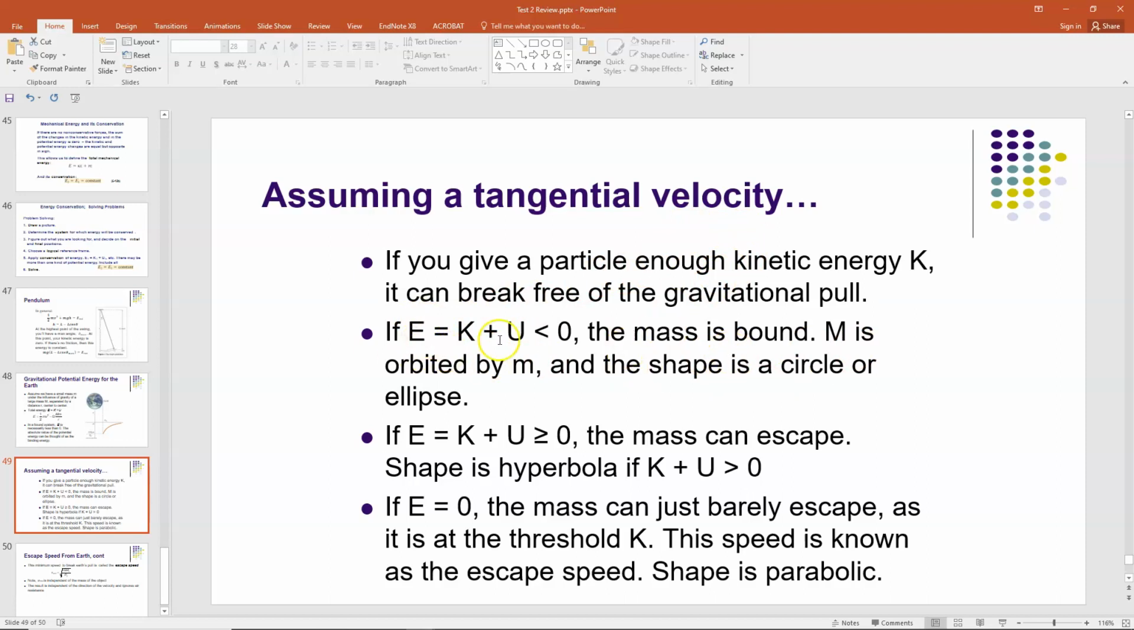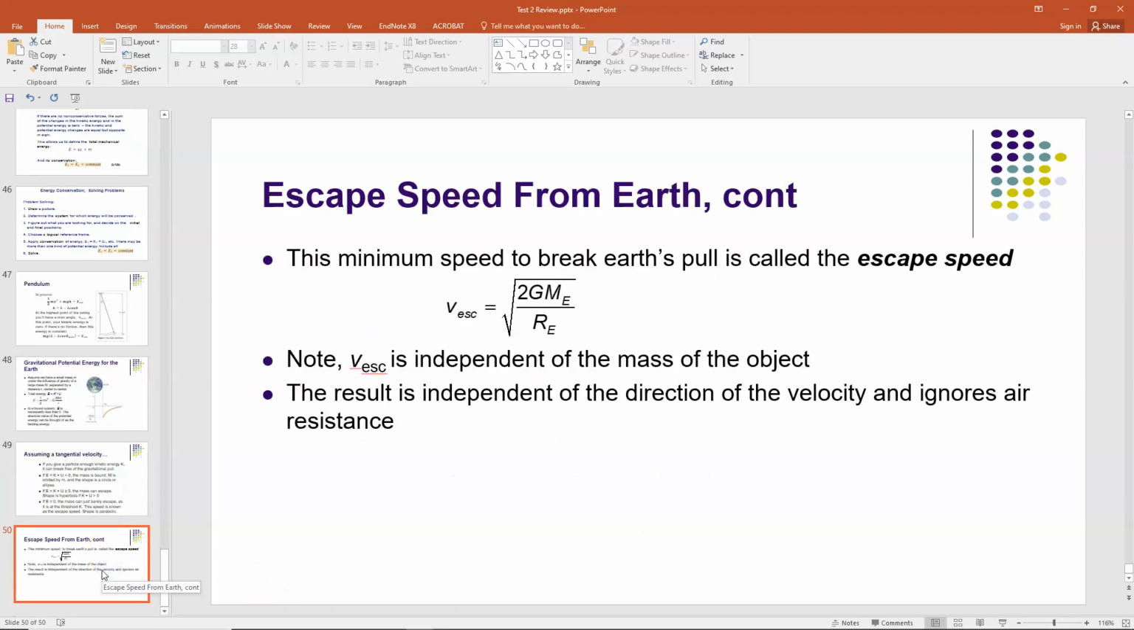If it's bound, if E is less than 0, then you've got a circle or an ellipse, and if it's greater than or equal to 0, then you've got a hyperbola or a parabola. If it's equal to 0, then that is the threshold kinetic energy that you need for escape, where your kinetic energy is equal to your binding energy, okay? And then from there, you can get the escape speed. The escape speed is shown here. You just set 1/2 mv squared equal to your binding energy, and you have the escape speed. So that's going to give you the square root of 2GM over R, right?